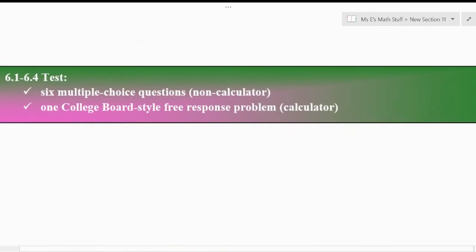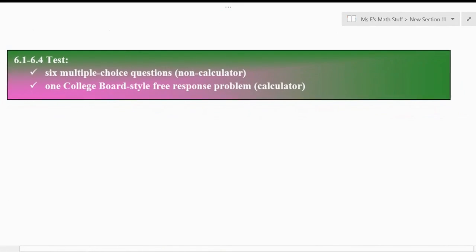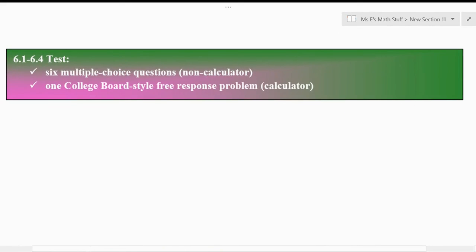All right, here is some information about your upcoming test. Please be prepared for the format. There will be 6 multiple choice questions where you are to provide solutions on your scratch paper that shows how you did it without a calculator. And then there is 1 College Board style free response problem where you will just set up clear integrals on paper and then make your calculator do the rest of the calculations. So please be prepared for that. Let me know if you have any questions about it.